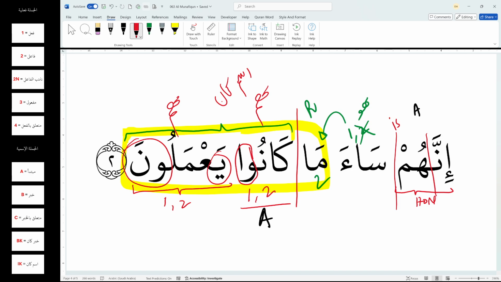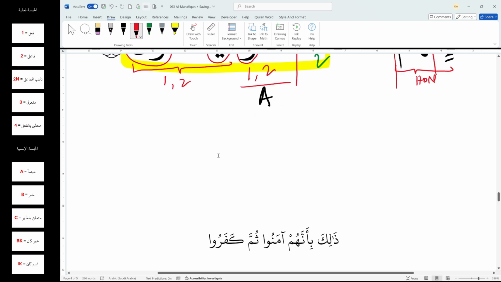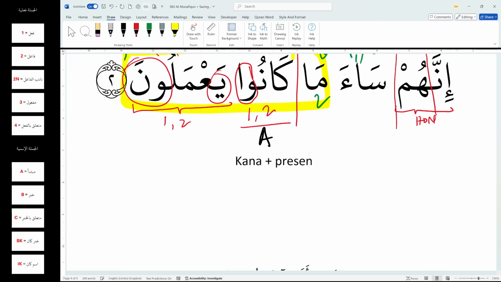We have sa'a, that is a past tense. It always shows up as past tense, this fi'l. Kanu is also a past tense. And ya'malun is a present tense. So how do we make sense out of all of that? Now you need to understand the template of kana plus the present tense. I'll just write it in English. So kana plus present tense fi'l.